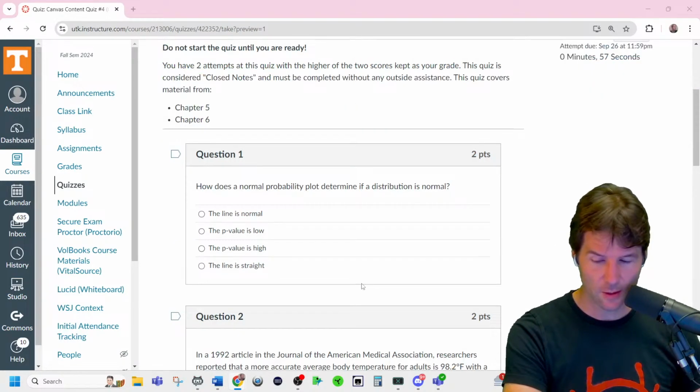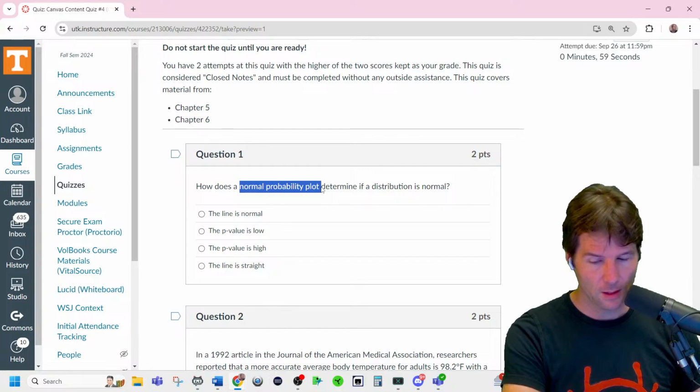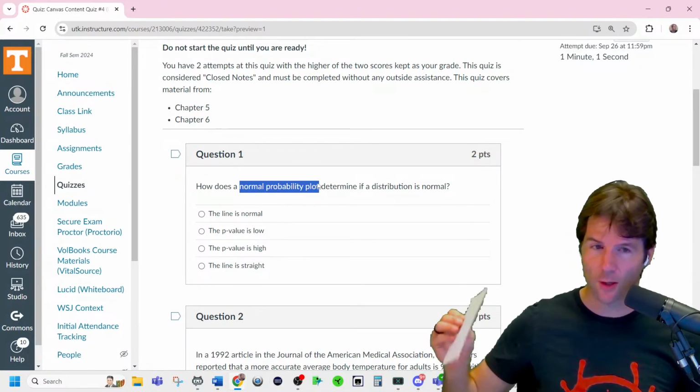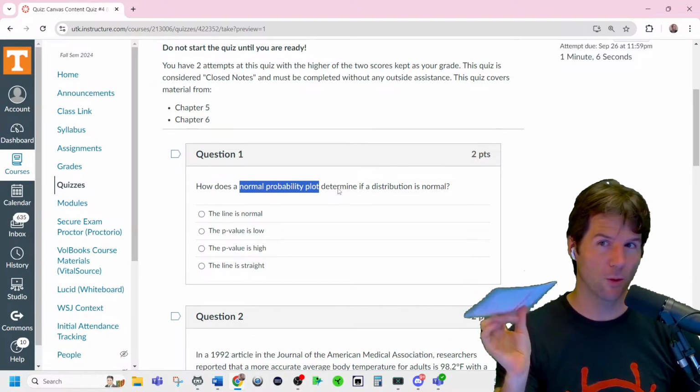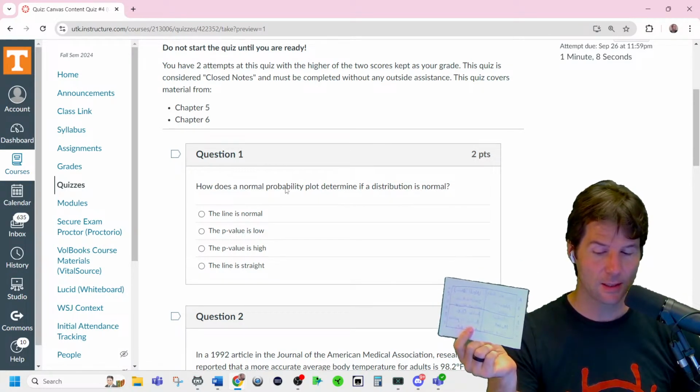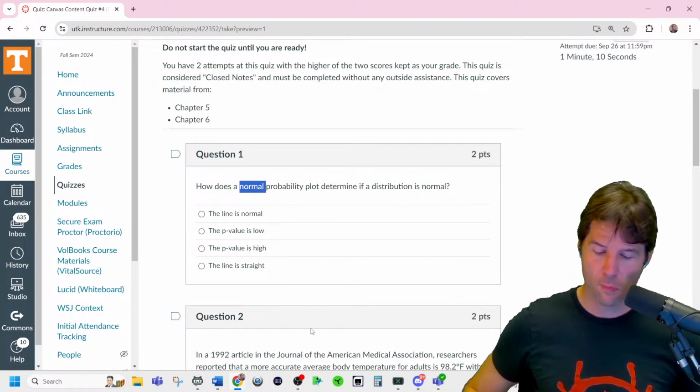And the first thing we see right here is a normal probability plot. Now you want to memorize what this word is. You want to put it on a note card where it says normal probability plot, and you want to read it backwards to remember what normal probability plot is. It's a plot that tells you the probability a distribution is normal. Well, how does it do that?